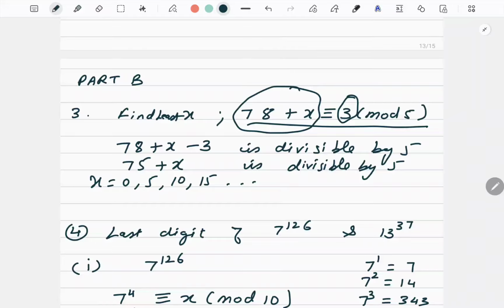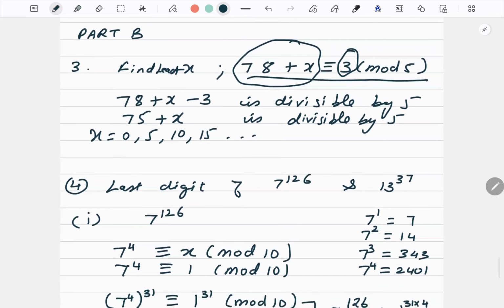So of course if I put 0, I am okay. If I put 5, I am okay. If I put 10, I am okay. Right? Since they asked for the least number, so I'll put 5. Least non-zero number means 5. Least number means 0. Now the last digit of 7 to the power 126.